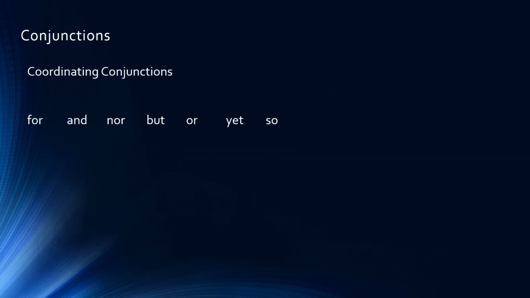So now let's turn our attention to conjunctions. There are three different types of conjunctions. First of all, there are coordinating conjunctions. These conjunctions are for, and, nor, but, or, yet, and so.